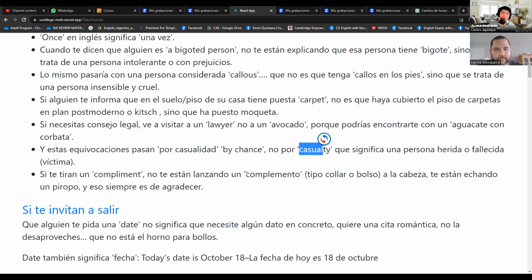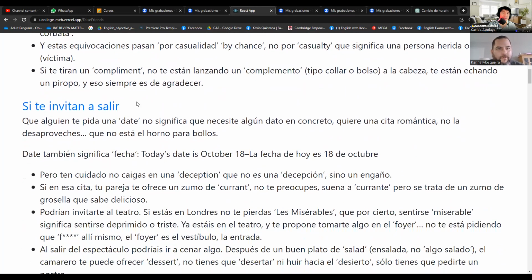¿Te acuerdas que vimos lo que era compliment? Sí, compliment es un cumplido, ¿no? Exacto, y complement era un accessory que se usa para la ropa, también se usaba para la comida. Si te invitan a salir, que alguien te pida una date, no significa que necesita algún dato, porque recuerda que dato es data. Date es una cita romántica, no la desaproveches. Date también significa fecha. Today's date is October 18th. La fecha de hoy es 18 de octubre.